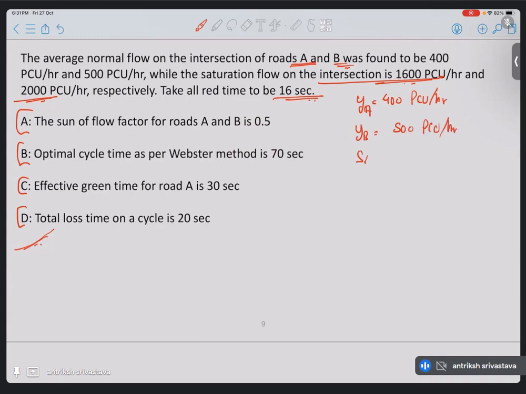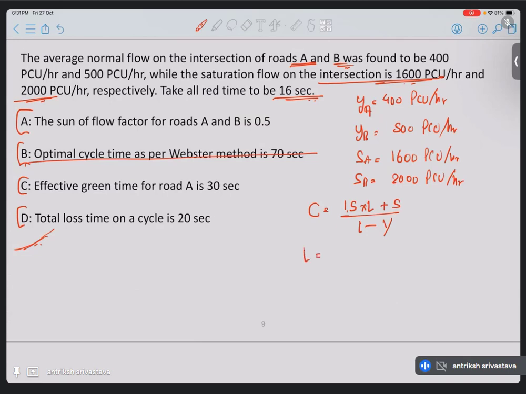And the saturation flow for road A is 1600 PCU per hour, and for road B is 2000 PCU per hour. So according to our Webster's formula, first let's calculate C, the optimal cycle time, that is nothing but 1.5 L plus 5 divided by 1 minus capital Y. For that we need to calculate L, the total loss time.